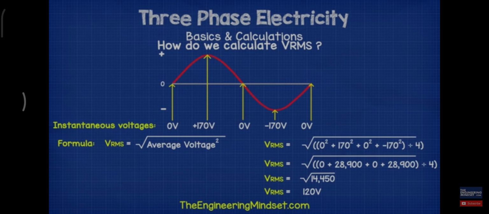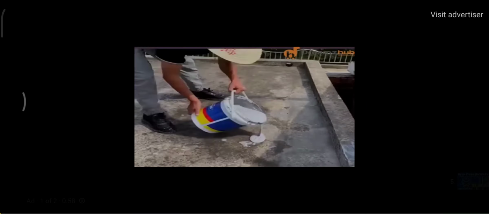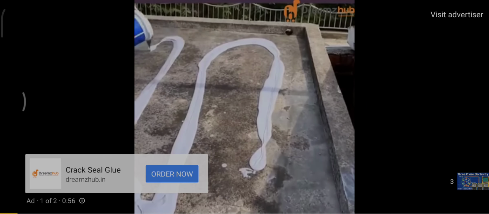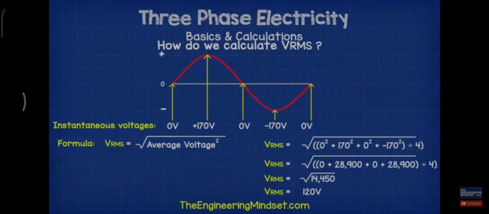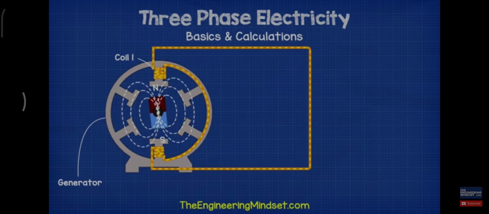I've just calculated what that would be for the wave on screen now, and you can see that the sine wave with 170 volt peaks comes out to 120 volt RMS, which is what we get at the plug socket. So now we've seen how to calculate the basic VRMS.